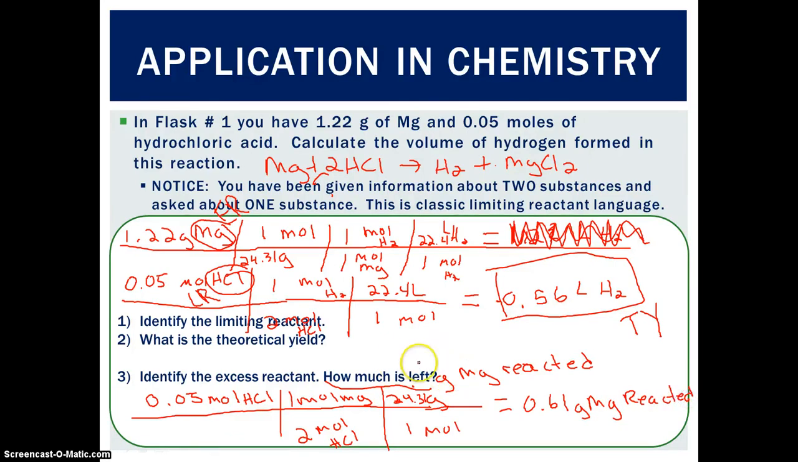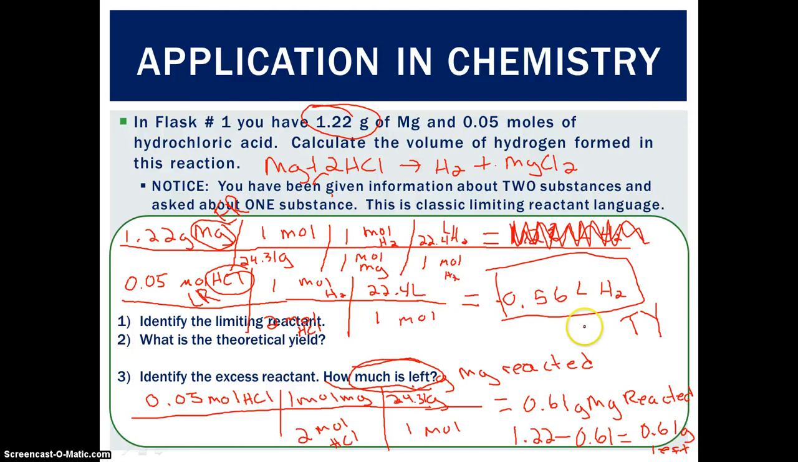But the question is, how much is left? So this is a simple difference subtraction problem, right? I started with 1.22. I used 0.61. How much is left? 1.22 minus 0.61 gives me 0.61 grams left.